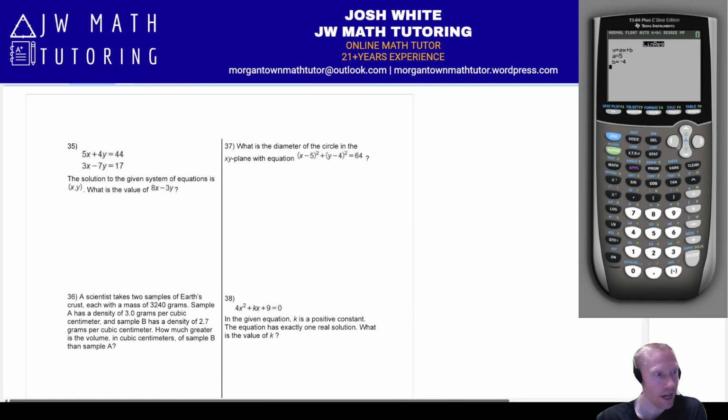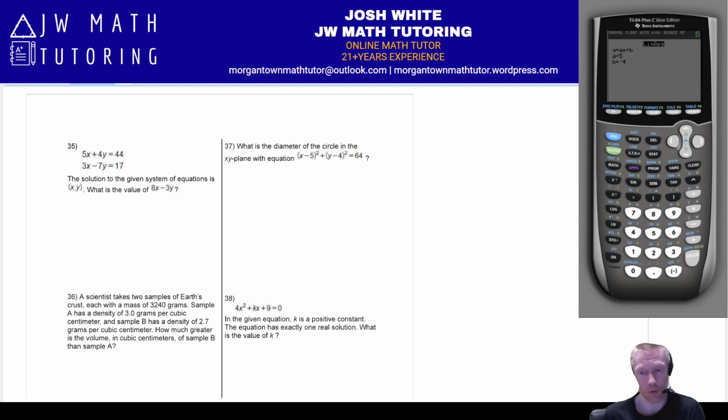All right, for 35 here, the quick and easiest way to do this is to just add the 2 equations together, because notice here they're not asking for x or for y or for the overall solution, but for some random expression, 8x minus 3y. Normally when they do that, you're expected to just either add or subtract the 2 equations as they're given and be able to get that random expression. So if you just add these 2 together, you get 8x minus 3y equals, and well, what does it equal on the right? 61. So the correct answer here is just 61.